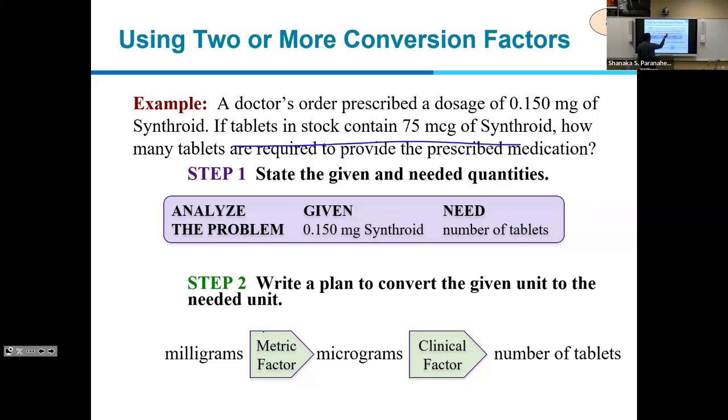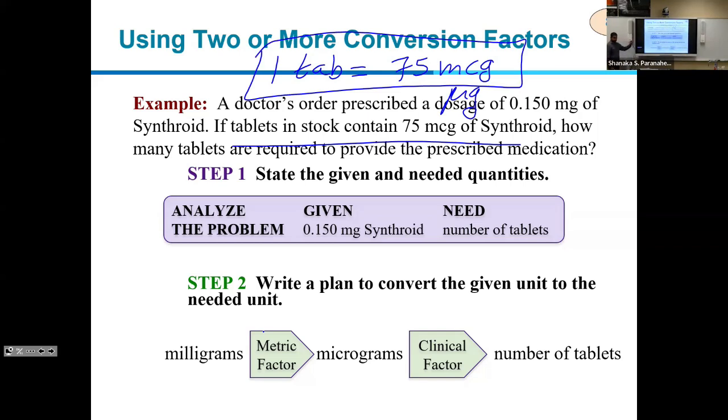That's a statement, and it's an equality. If tablets in stock, so if we take one tablet, it has 75 micrograms. You can write micrograms like this or like this. I always write micrograms with the micro symbol. So you should be able to identify these types of statements as equations. It applies to this particular problem, but it's valid for other questions too.